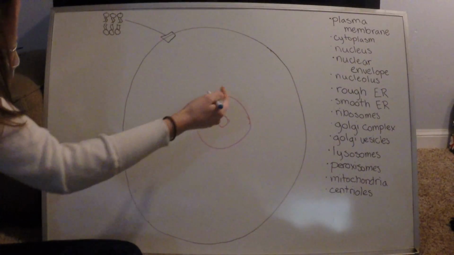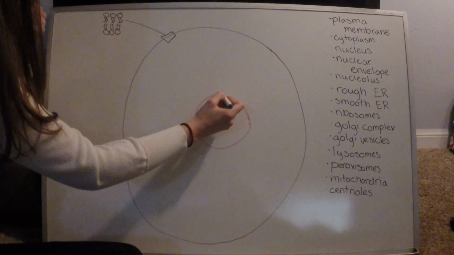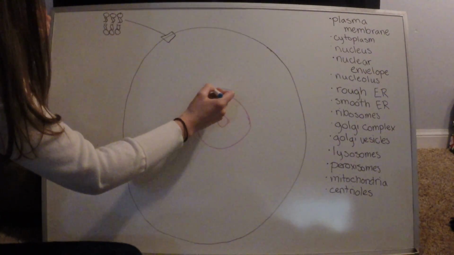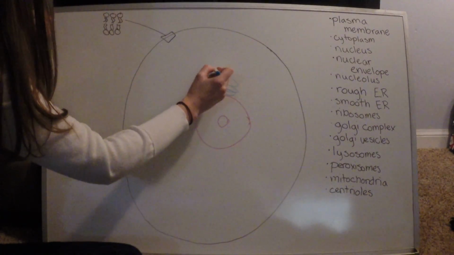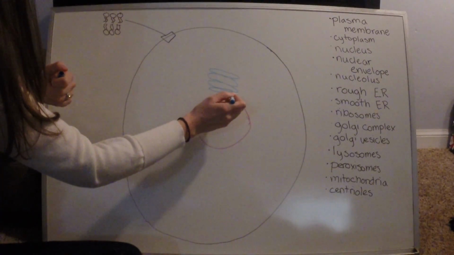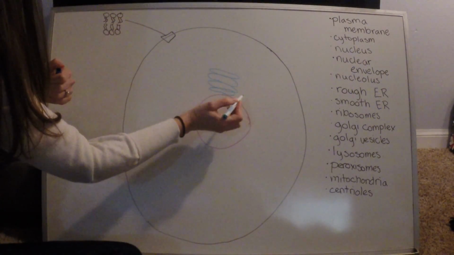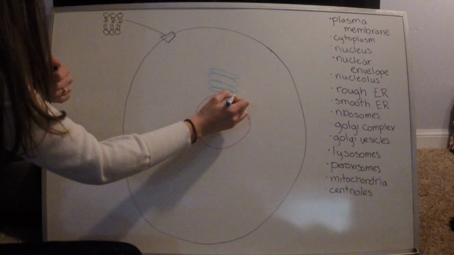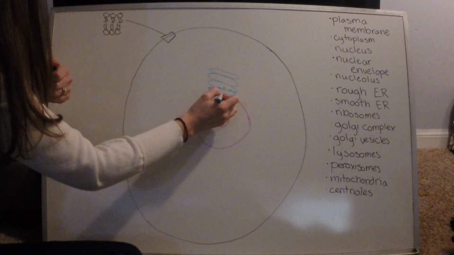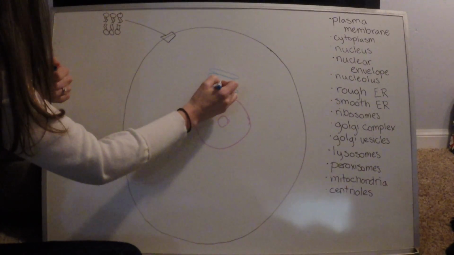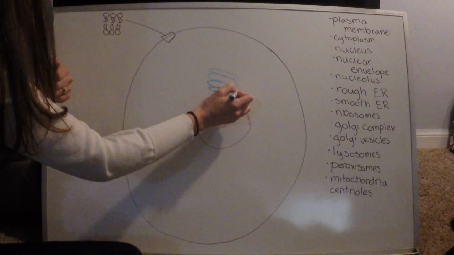The nuclear envelope has pores in it that are continuous with the rough ER. The rough ER is called the rough ER because it has ribosomes all surrounding the outside of it, so it makes it look bumpy when you look at it.